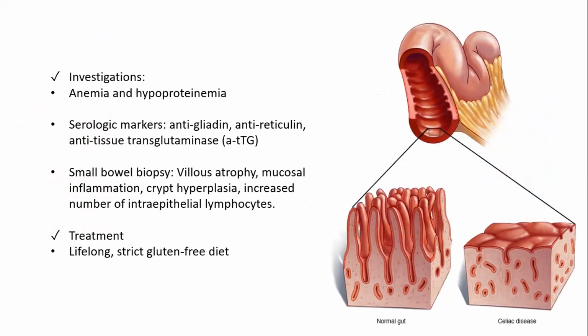Investigation: you can find anemia, and there's also hypoglycemia. For diagnosis, serologic markers: anti-gliadin, anti-reticulin, and anti-tTG, tissue transglutaminase. It also involves a small bowel biopsy. Here you can find villous atrophy, mucosal inflammation, hyperplasia, and an increased number of intraepithelial lymphocytes.